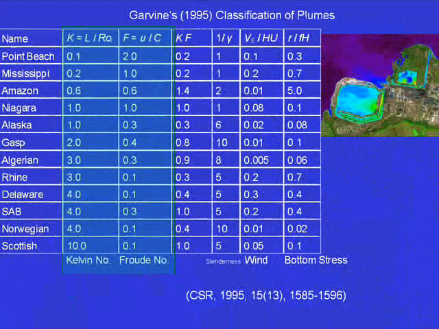So what this means to the dynamics is that the inertial plumes are not reactive to the effects of the Earth's rotation, as seen here by the Kelvin number and by the Froude number.